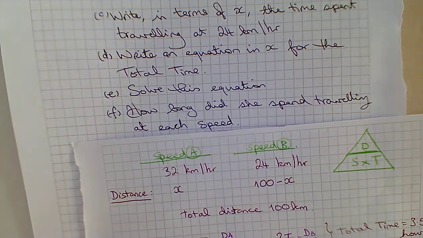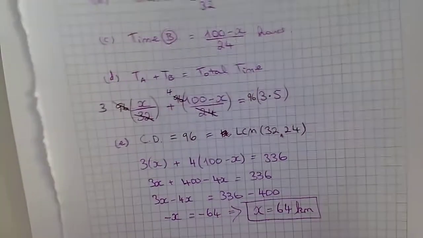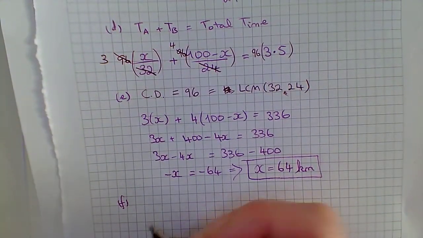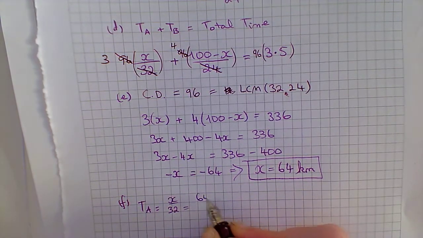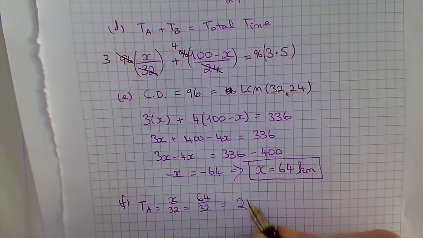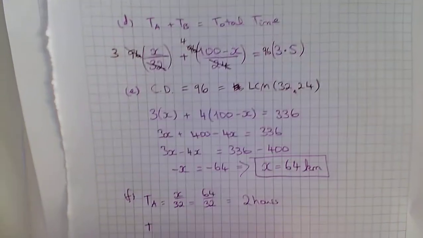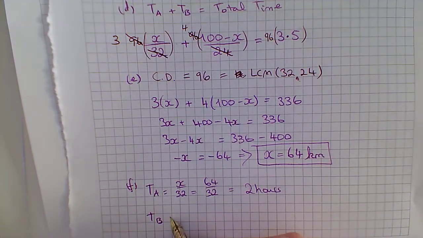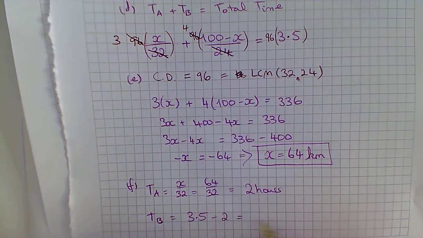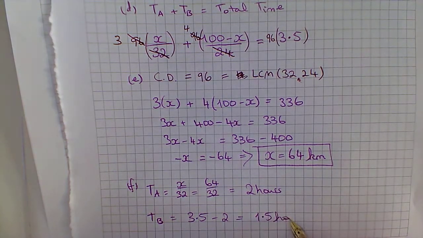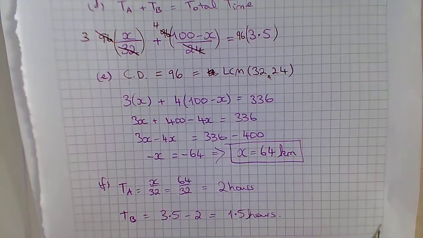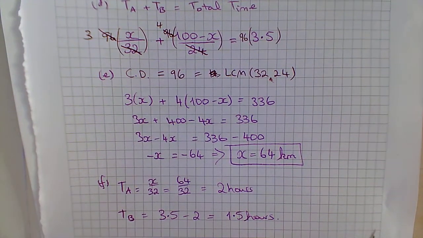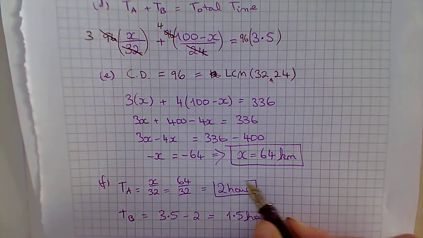Part F asked us to figure out how long she spent travelling at each speed. So they asked us to figure out time A and time B. Now we have to use this value, and time A was x over 32, which is 64 over 32, which is 2 hours. Then you can figure out time B any way you like, but we know that they add up to 3.5 hours. So the easiest way is to just do it like this. And you could have substituted it into 100 minus x divided by 24, which would be 36 divided by 24, which is 1.5. So those are the two answers there.